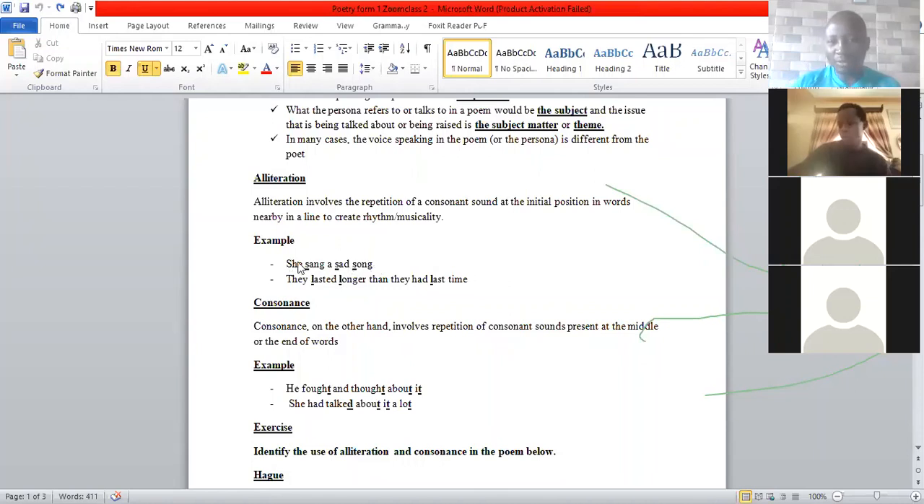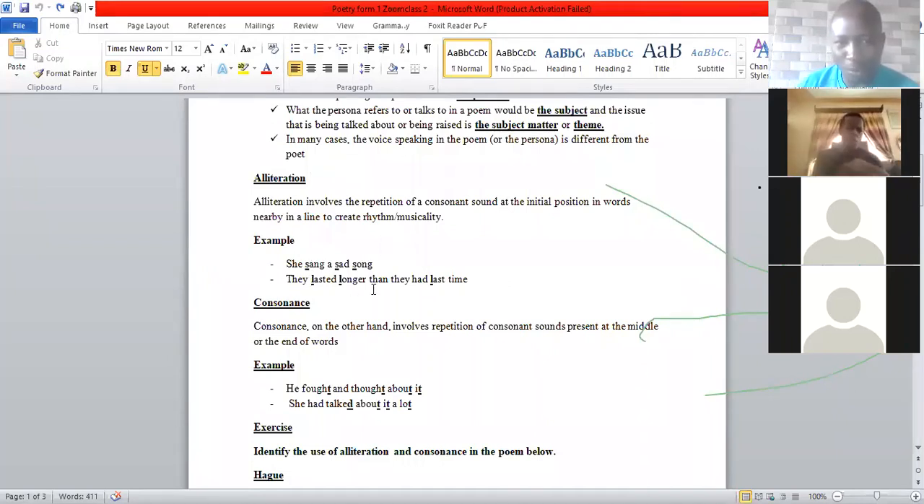If this was a line of a poem and it read, "She sang a sad song," the S has been repeated. The sound produced by letter S here has been repeated in these three words. And as you can see, it is at the beginning of those words. This is what we are calling alliteration.